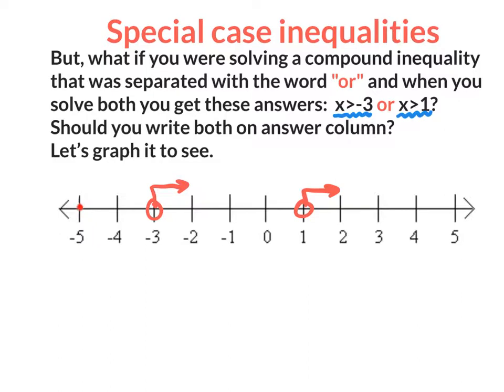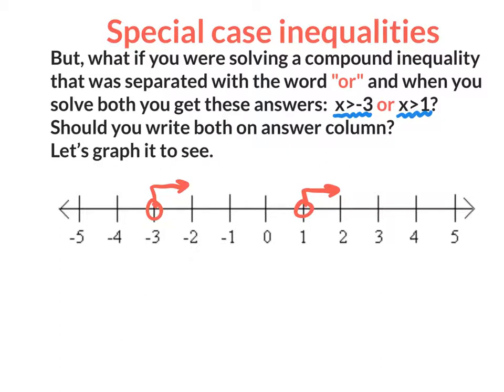Could the answer be negative 5? No, right? Because negative 5 is not greater than negative 3, and negative 5 is not greater than 1, right? Could it be 0? Yes. Why? Because it satisfies this one, and it does not have to satisfy both. It says or. It's either one or the other.